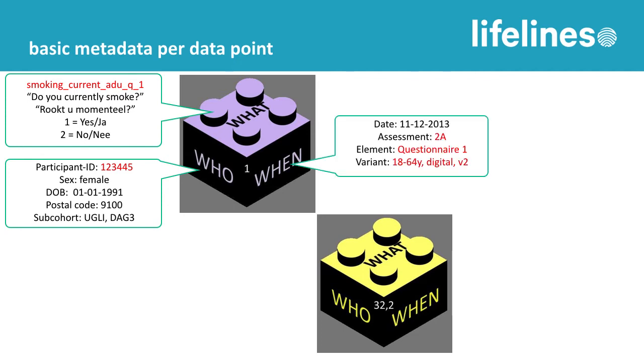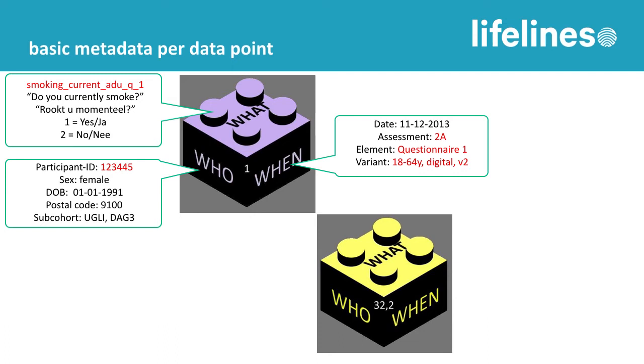Who means, of course, the participant that delivered that particular data point, and that participant has certain specific characteristics that are really stuck to that particular person. They have a participant ID, and when you release the data, of course, they are then receiving a specific pseudonym. They have a sex, they have a date of birth, they have a postal code, and they could be a member of a subcohort.